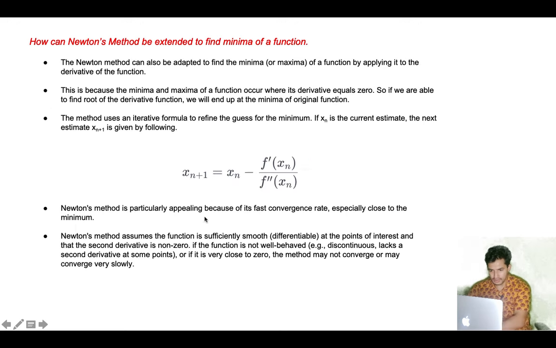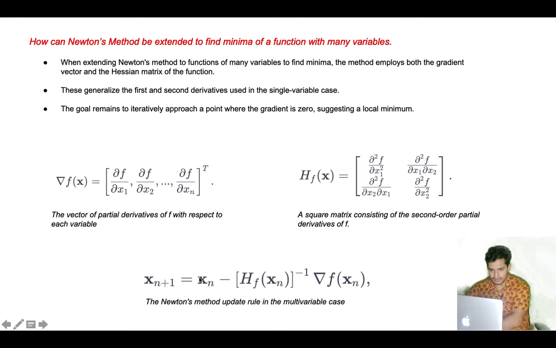And the formula was xn equal to xn minus f dash, which is first derivative, divided by second derivative. So here it will become x equal to x minus first derivative, and instead of divide by second derivative, it will become inverse, right? In matrix or vector form, the division becomes inverse, right? So we take the inverse of the Hessian matrix, and this becomes the generalized formula for finding minima of a function which has multiple variables.